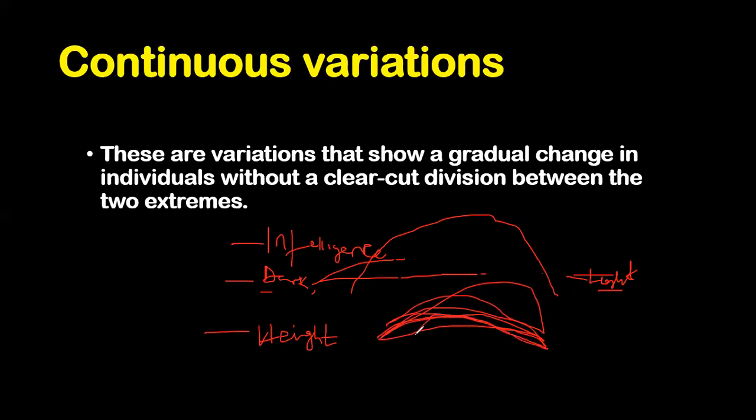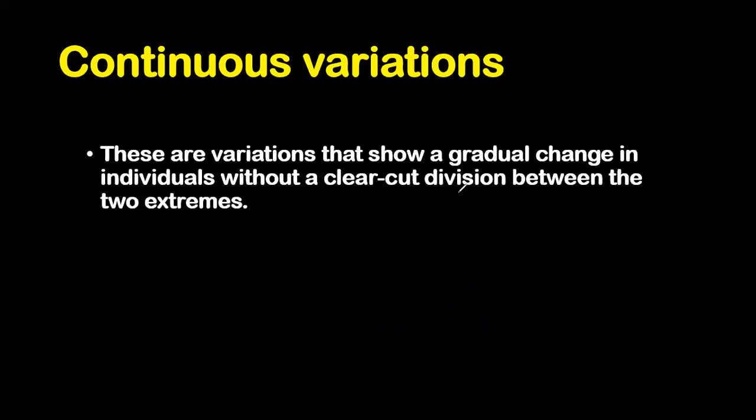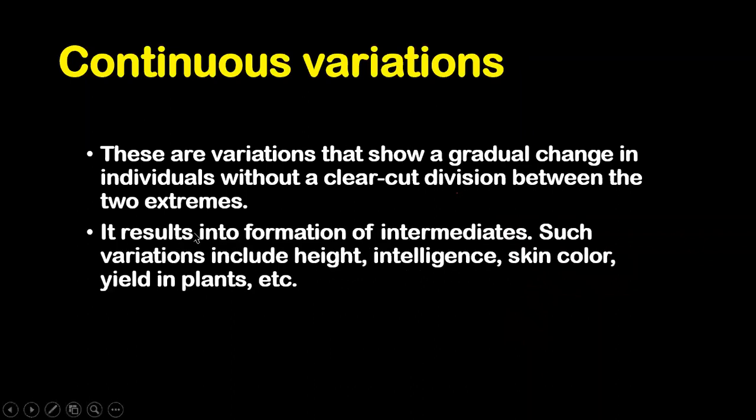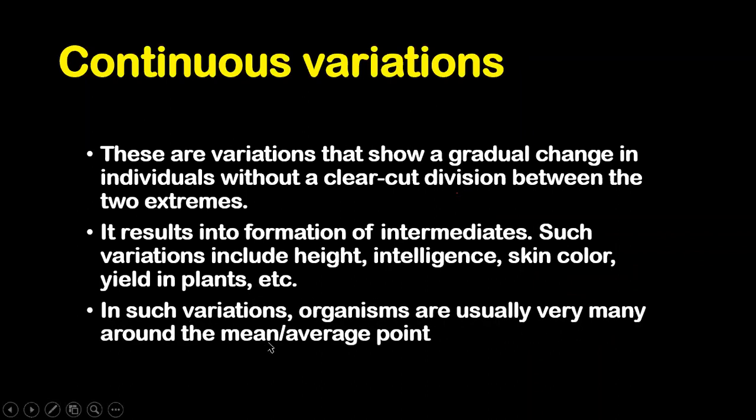So guys, those are the variations that are referred to as continuous variations. So they show clear-cut difference, and it results in the formation of intermediates. Such variations include height, intelligence, skin color, yield in plants, etc. And we have already talked about almost each. And in such variations, organisms are usually very many around the average, the in between. That's why I usually have very many.